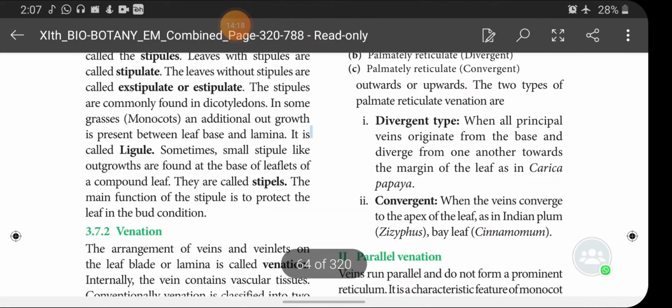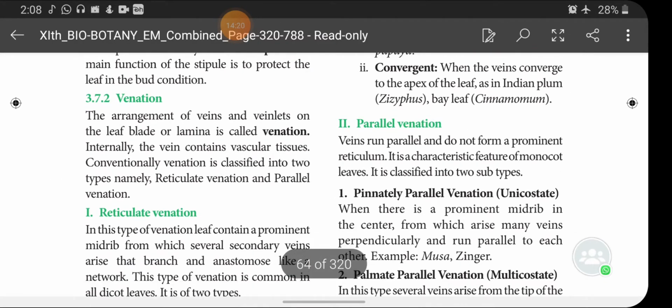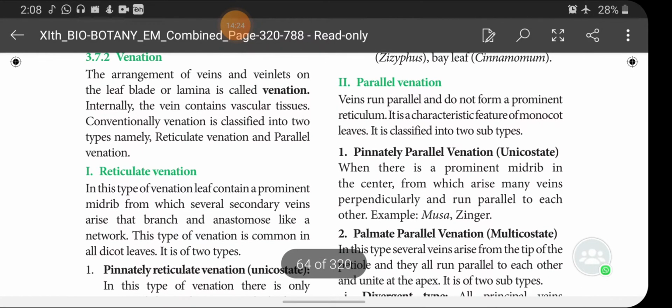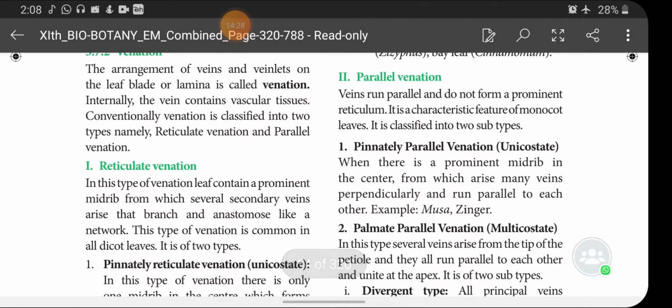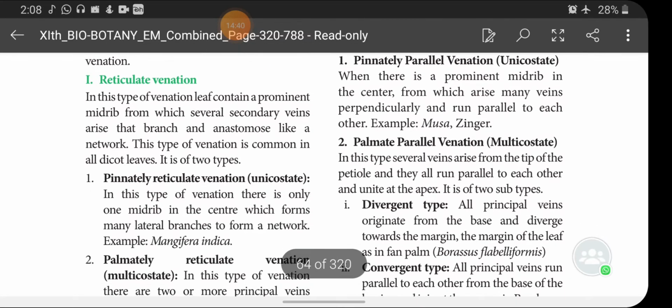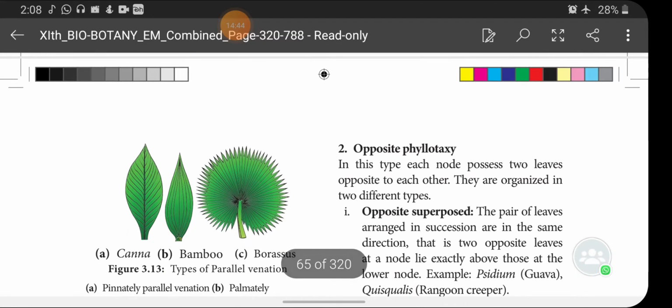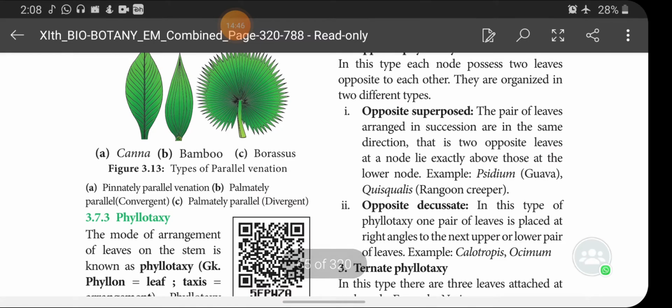Palmately reticulate venation. Okay, and parallel venation. Next we are going to see another one, parallel venation. Veins run parallel and do not form a prominent reticulum. It is a characteristic feature of monocot leaf. It is classified into two subtypes, pinnately parallel venation and palmately parallel venation. In this also divergent and convergent types. In this we will see the diagram.